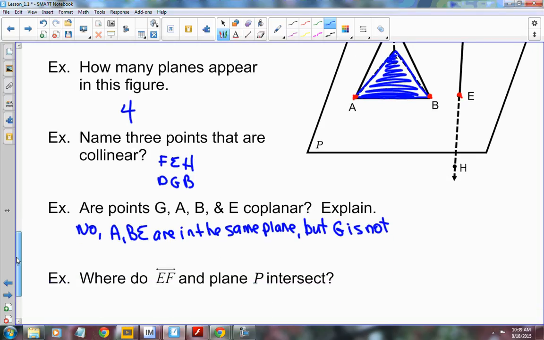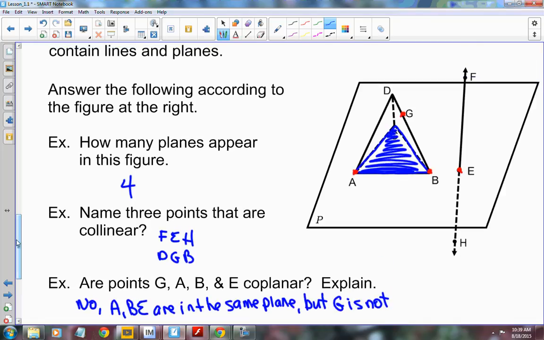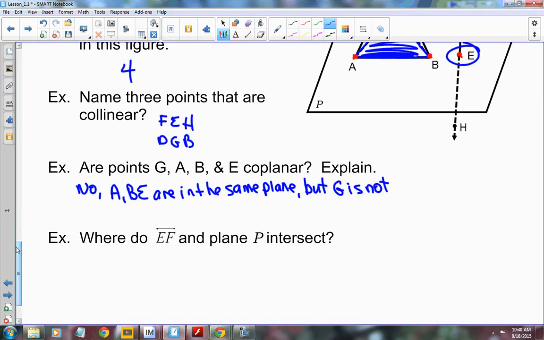Okay, last one. Where do line EF and plane P intersect? Line EF and plane P, where do they intersect? Okay, questions on what I talked about there?